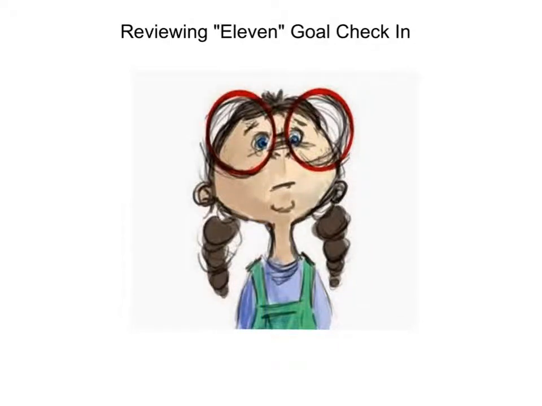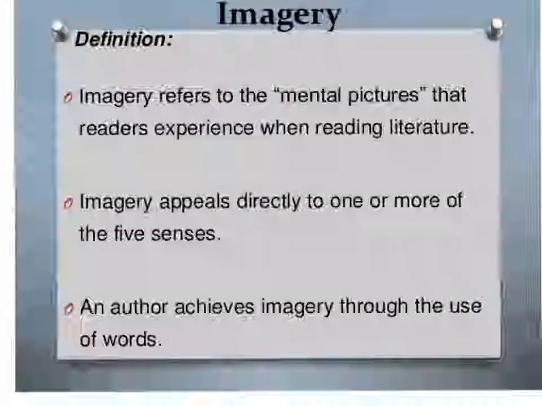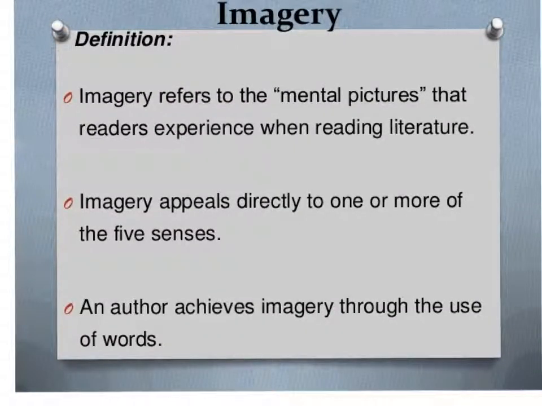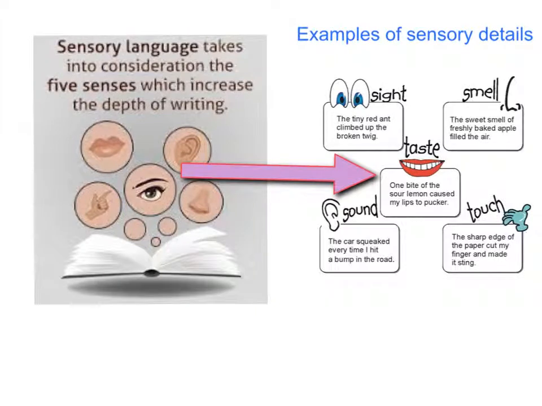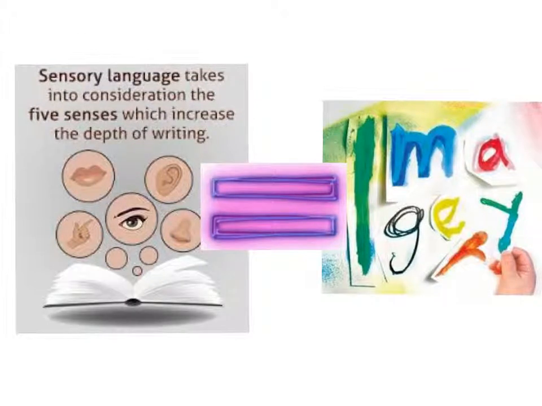Today we are going to review the 11 goal check-in. Remember that imagery creates a mental picture in the reader's mind. Imagery is composed of words the author chooses to activate one of the 5 senses in the reader. We often refer to imagery as sensory details. Remember that sensory details activate one of the 5 senses. Thus, sensory details or sensory language is the same as imagery.